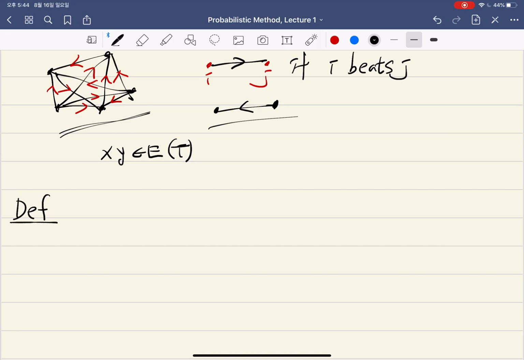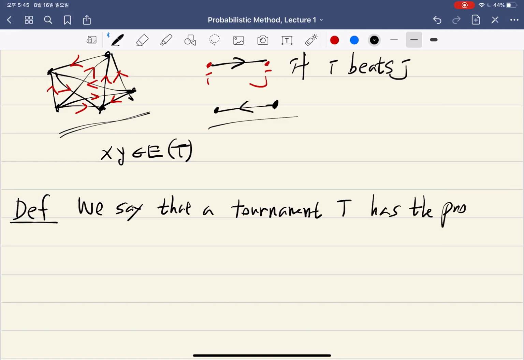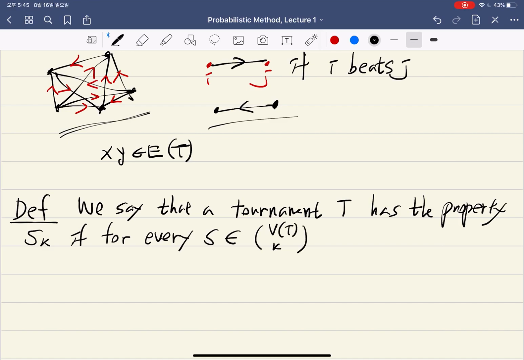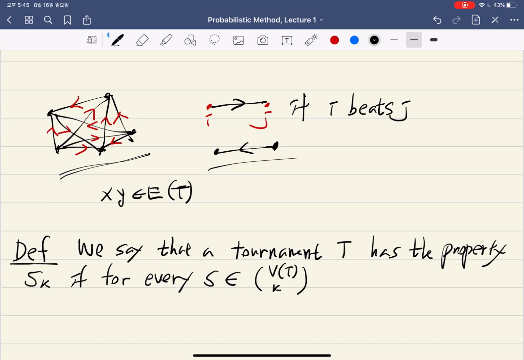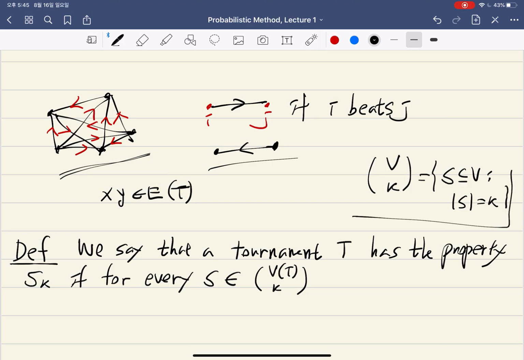So that's what we have learned in undergraduate graph theory. And we say that a tournament T has the property Sk if for every S, which is a subset of vertices with size k. So when we write some set and number, then that consists of all the subsets of V with a size k. So this is our notation.